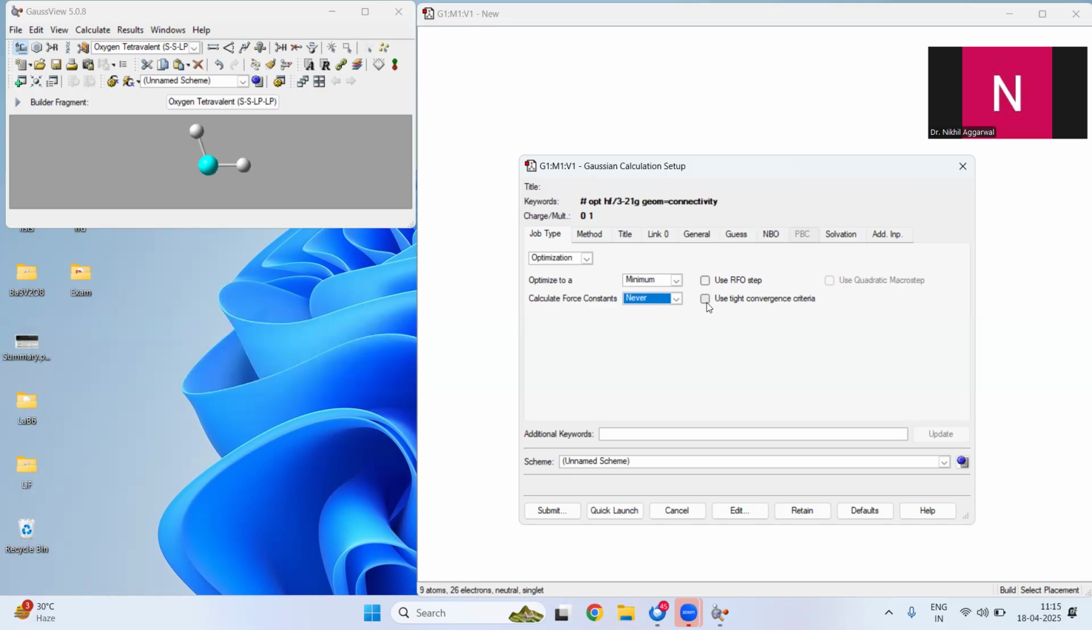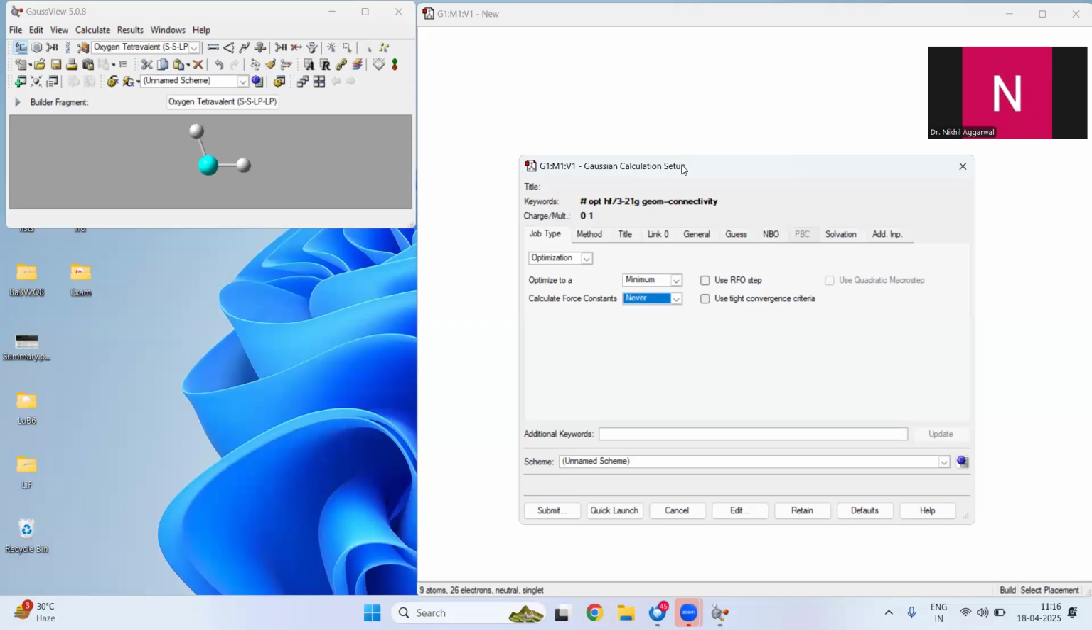Exactly. In principle, we should apply this phenomenon to small molecules, because a bigger molecule will have an even more complicated mathematical equation and will take a Herculean amount of our time to solve. So generally, we employ this tight convergence criteria when the number of atoms within the molecule is less than 8. Note down this value. When the number of atoms within the molecule is less than 8, only then we apply this criteria.